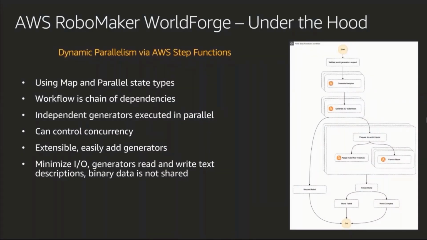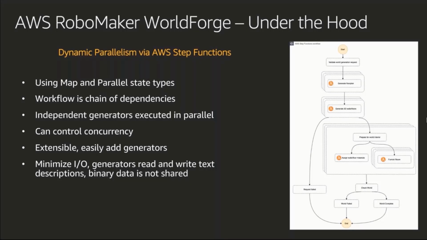First, AWS step functions allows us dynamic parallelism. As you can see in the diagram on your right, we have a flow. A workflow is a chain of dependencies. We're using map and parallel states to scale out our generation. You saw in the demo where we requested 5 floor plans and 3 interiors, and this is how it works.